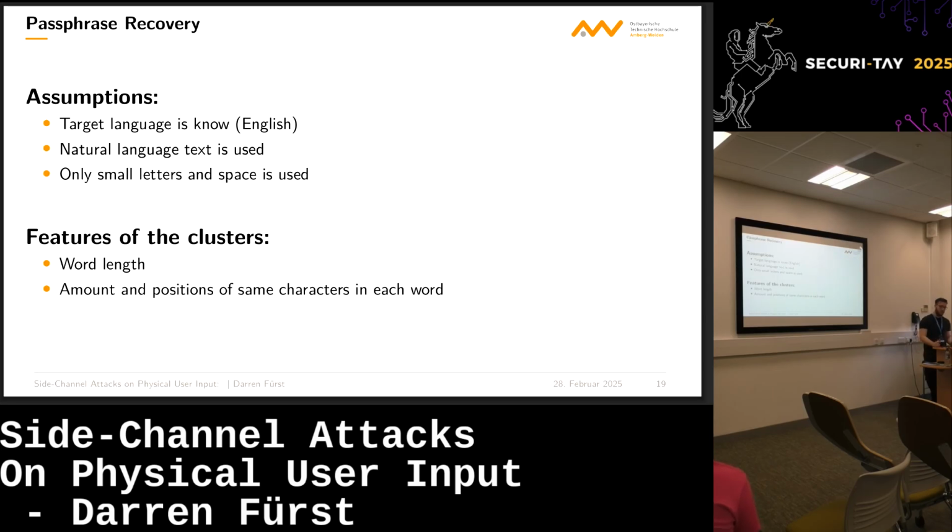So the assumptions here are the target language is known, which is English in my case. Natural language text is used, and I only used small letters and spaces to keep the size of the experiment down. The features of the clusters that we want to run a dictionary attack on are the word length, and the amount and positions of same characters in each word, because we don't know from a keystroke sound what letter exactly it might be, but we can still use natural language statistics by looking at the letter frequencies themselves.